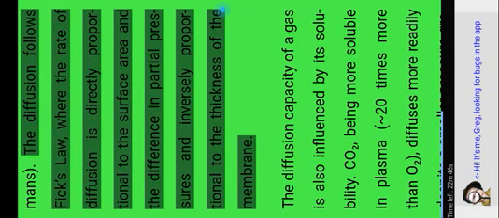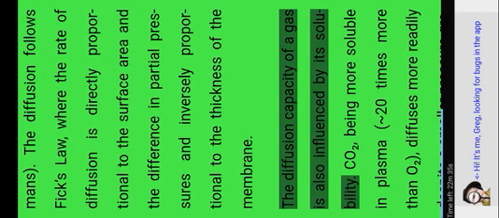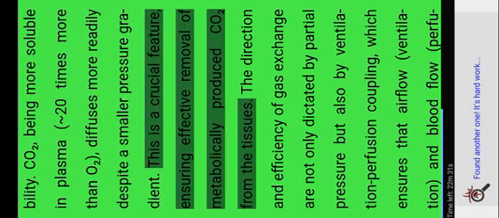The diffusion follows Fick's law, where the rate of diffusion is directly proportional to the surface area and the difference in partial pressures and inversely proportional to the thickness of the membrane. The diffusion capacity of a gas is also influenced by its solubility. CO₂, being more soluble in plasma, approximately 20 times more than O₂, diffuses more readily despite a smaller pressure gradient. This is a crucial feature, ensuring effective removal of metabolically produced CO₂ from the tissues.